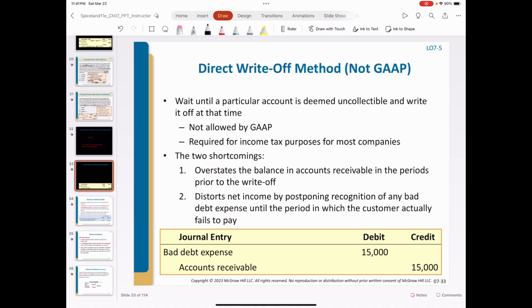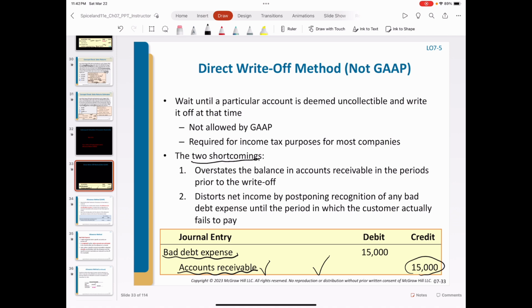In the direct write-off method, we recognize the amount that cannot be collected and credit accounts receivable directly. Because accounts receivable is an asset, when we credit this account, it is reduced, right? So this is the amount of accounts receivable that will not be realized. This method is very simple. It has a direct impact on the asset accounts receivable, but it has two shortcomings.